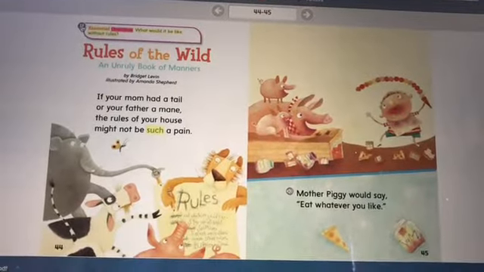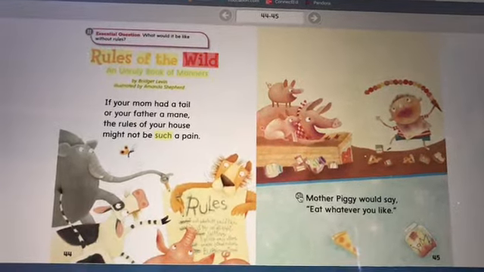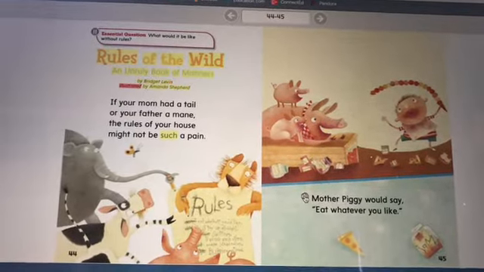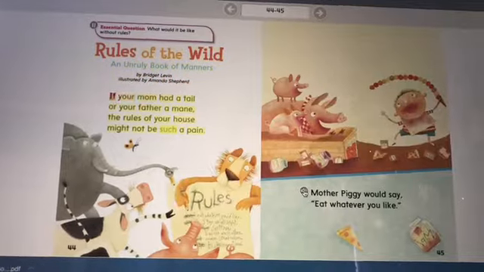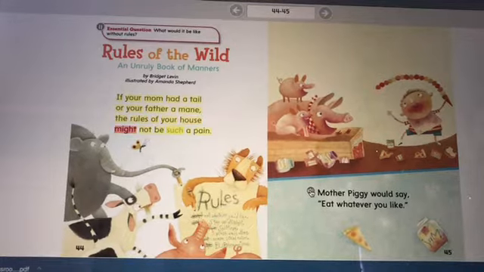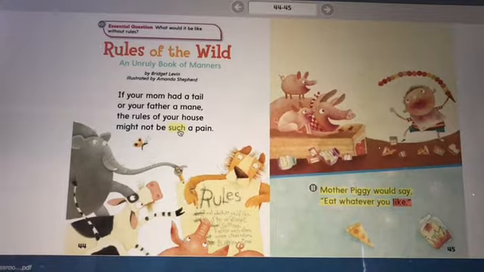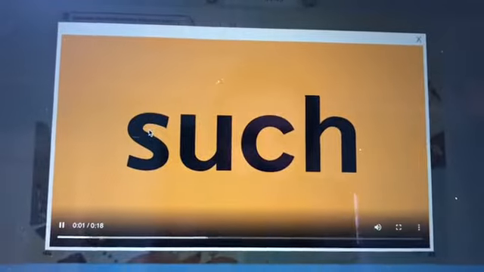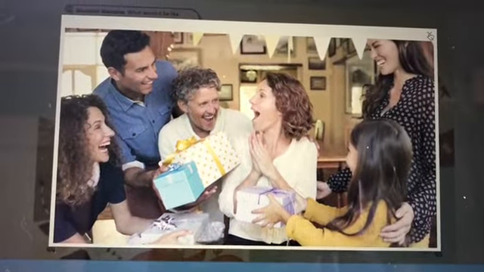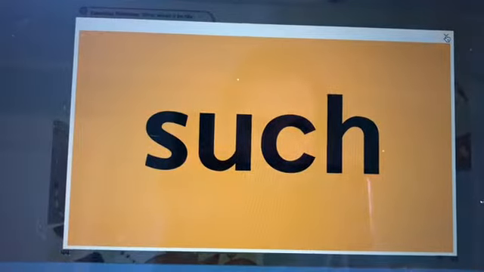Essential question. What would it be like without rules? Rules of the Wild, An Unruly Book of Manners by Bridget Levin. Illustrated by Amanda Shepard. If your mom had a tail or your father a mane, the rules of your house might not be such a pain. Mother Piggy would say, eat whatever you like. Such. So much of. This party is such a surprise. It is so much of one that she did not see it coming at all. Such.